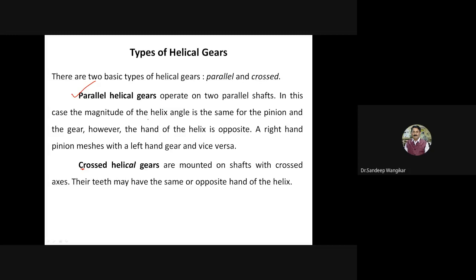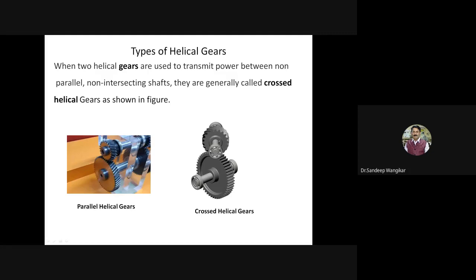In parallel and crossed helical, the gear is the same, but they are mounted on shafts with crossed axes. So I will say this condition is non-parallel, non-intersecting. In the first case, the shafts are parallel, non-intersecting but parallel. In the second case, non-parallel, non-intersecting. All things are the same. See here, parallel shafts are there, one right hand, one left hand. In this other case, the axis is totally different: crossed helical gears. They are neither parallel nor intersecting. So this is the application of crossed helical gears.